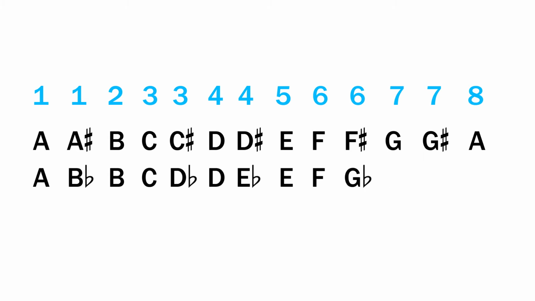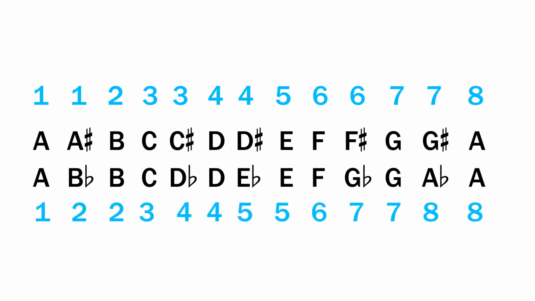There's one problem though. We mapped out the notes using sharps. What if we use flats instead? Let's find out. If we map out the notes using flats instead of sharps, we get A, B flat, B, C, D flat, D, E flat, E, F, G flat, G, A flat, and then A. Now let's fill in the numbers again based on how many letters we cover. Almost all the notes match up as before, but a couple stand out.